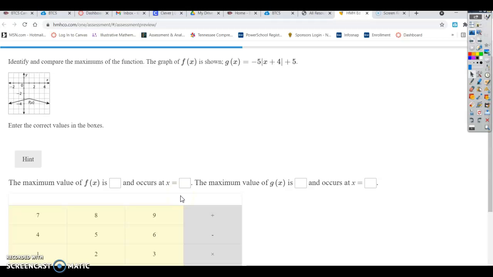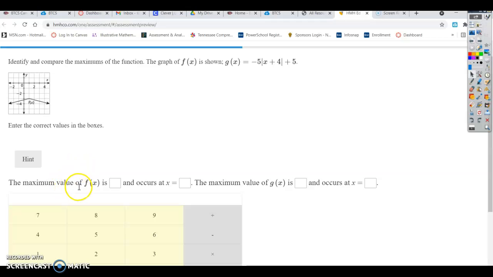Alright, so identify and compare the maximums of the function. The graph of f of x is shown. So here's f of x, and g of x gives us an equation. So we have f of x and g of x. Remember, this section 1.5 is about comparing functions across different representations. So we've got a graph and an equation.